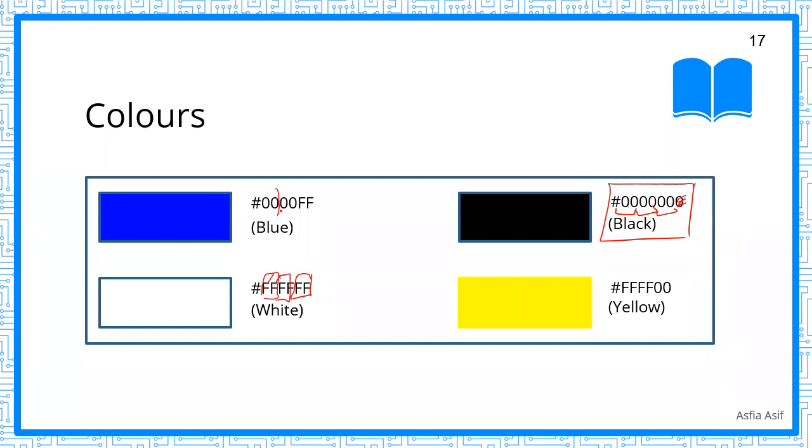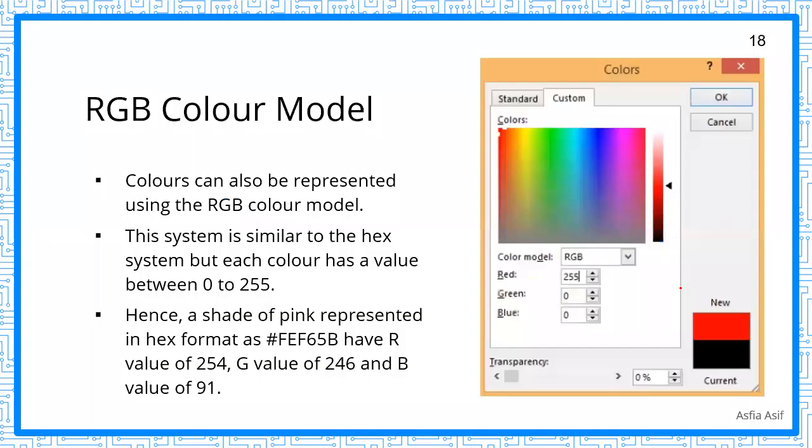0 0 0 0 FF, meaning there is no red, no green, but blue is maximum. So this is the pure blue color. And in the same way we have red and green. Red and green combined gives the pure yellow. You have seen this window, right? And color model RGB, you can see red, green and blue.